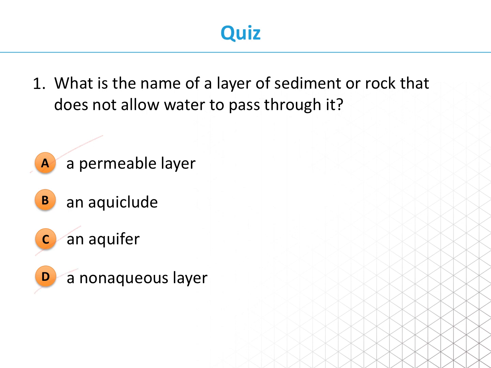I mean, I have, but you haven't. I'm trying to think about it from your perspective. That only leaves us then with B, and aquiclude. So again, remember, we're talking clay, we're talking impermeable. All right, good stuff. Check the next one.